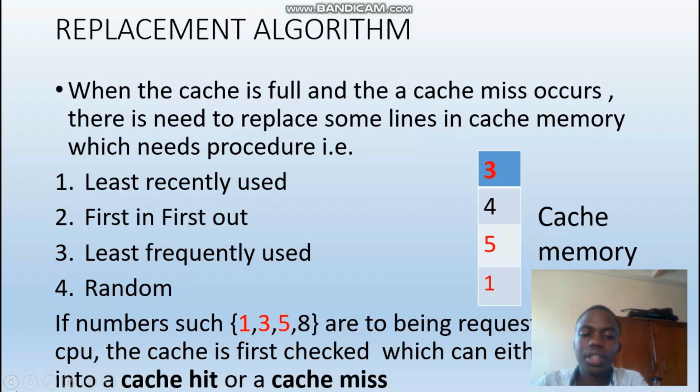But in the case of the 8, we want to put in the 8, but the 8 is not in the cache memory. So we go to the main memory, look for the 8, then come and put it in the cache memory before taking it back to the CPU. So the next time the CPU wants it, we can easily access it. For this case, these algorithms help us to identify where the 8 is going to be put, because now the cache is full.